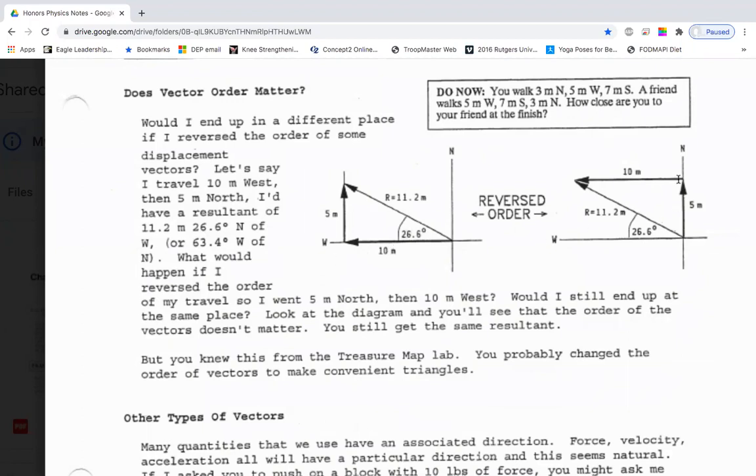What if we went up and over? The same vectors up and over. You'd still end up in the same place. If you reverse the order of the vectors, it doesn't matter.